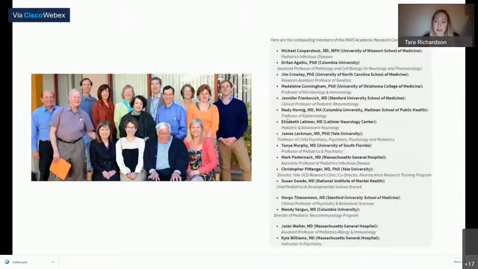Here are some of the doctors and universities who established the PANS Consortium and the diagnostic guidelines back in 2013. Those diagnostic guidelines were published in the Journal of Child and Adolescent Psychopharmacology in 2017.